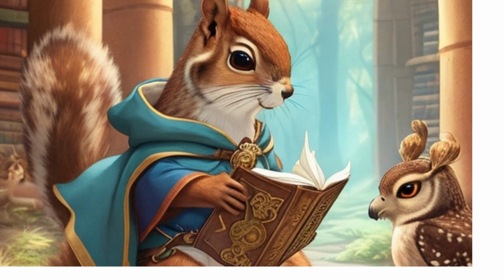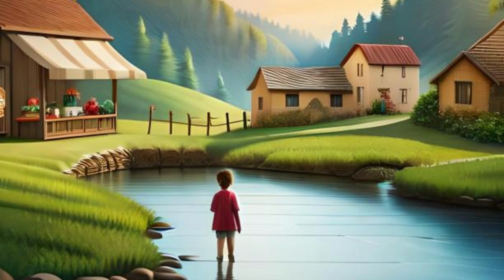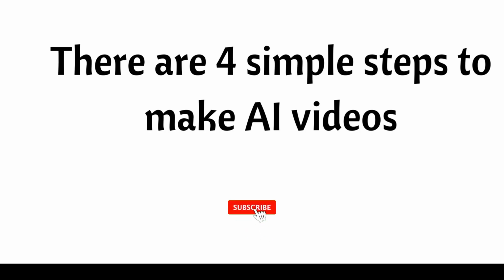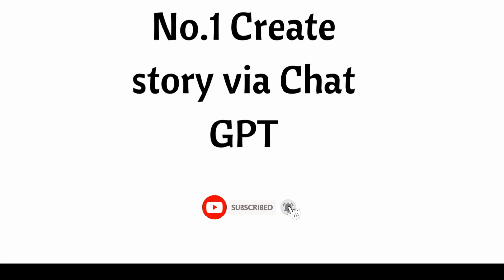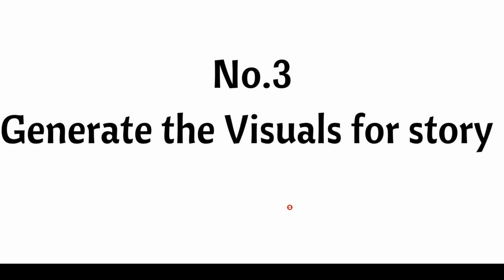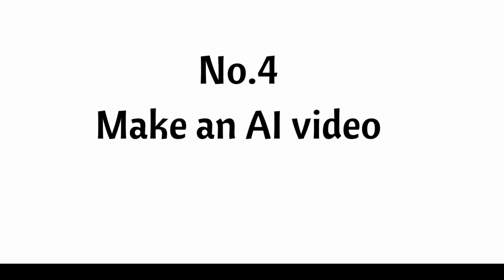Today I will guide you how to make a kid story in just 5 minutes with 4 simple steps. Number 1, we would create a story via ChatGPT. Number 2, add voiceover. Number 3, generate the visuals. Number 4, make a video.